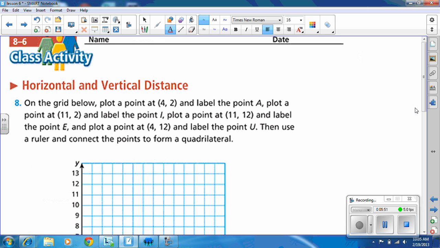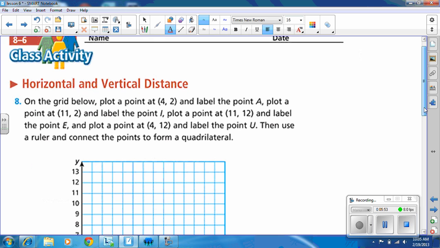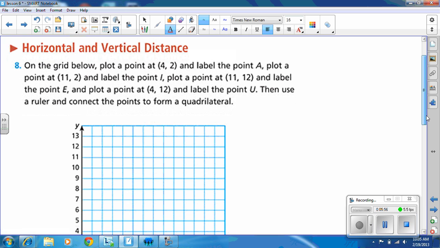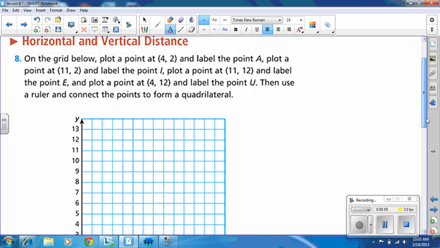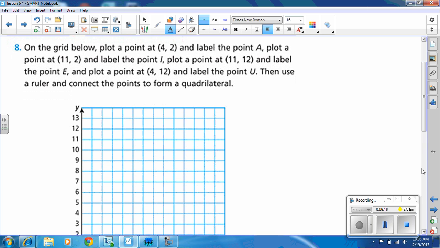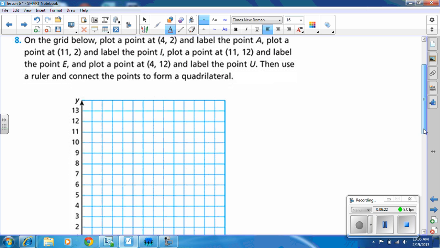On the grid below, we're going to plot some points. What I'd like you guys to do is try and stop the video after I've read this and plot those points. So you're going to plot 2, 4, label it A, plot 11, 2, label it I, plot 11, 12, label it E, and plot 4, 12, and label it U. Then you're going to use the ruler to connect a quadrilateral. Remember, ruler, straight edge, doesn't matter what it is. It could be any item that you have around the house, and get those points connected. Okay, so pause the video and take care of that.